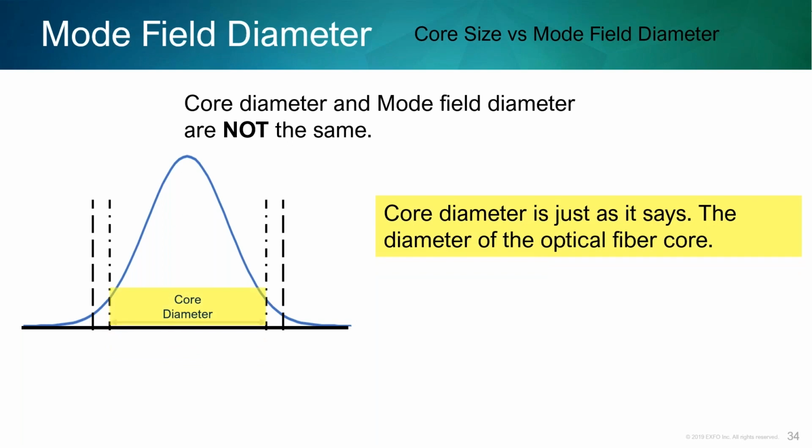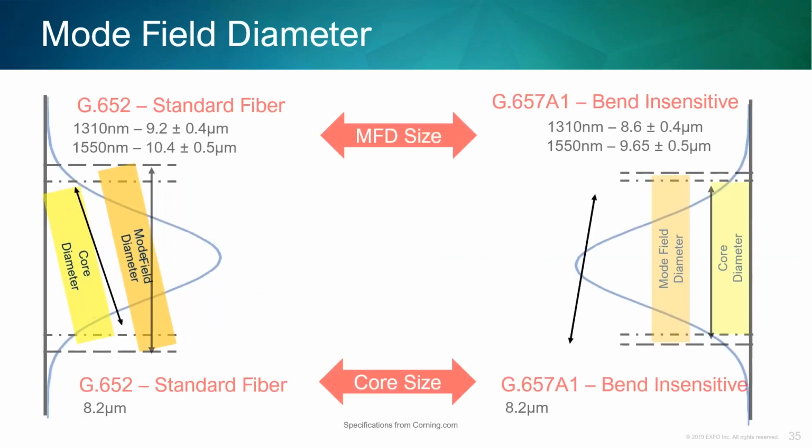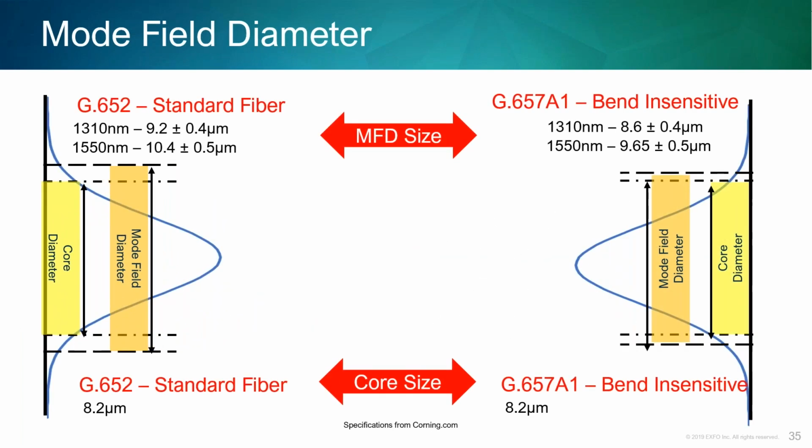Core size is just that. It's the size of the core. Mode field diameter is the section of the glass the signal travels through, especially the longer signals like 1550 and into the L band, which travel a little bit more into the cladding. So if you flip this on its side, to the left, I have standard single mode fiber. To the right, I have bend insensitive fiber.